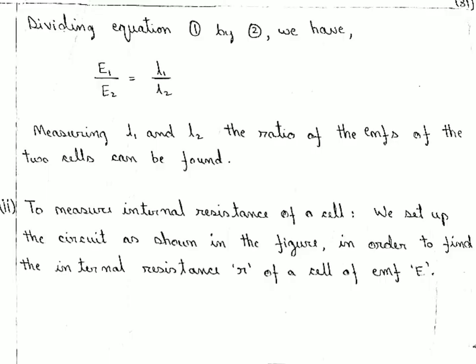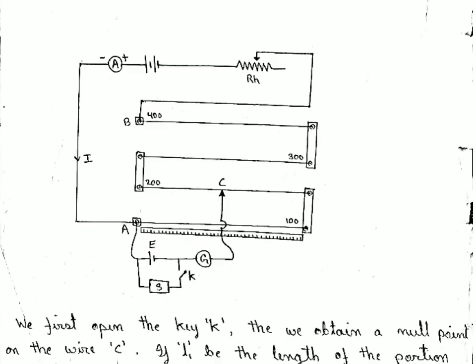The second application of a potentiometer is to measure the internal resistance of a cell. Now to measure this internal resistance of a cell, we set up the circuit as shown in the figure in order to find the internal resistance R of a cell of EMF E. What we do is we first open the key K.